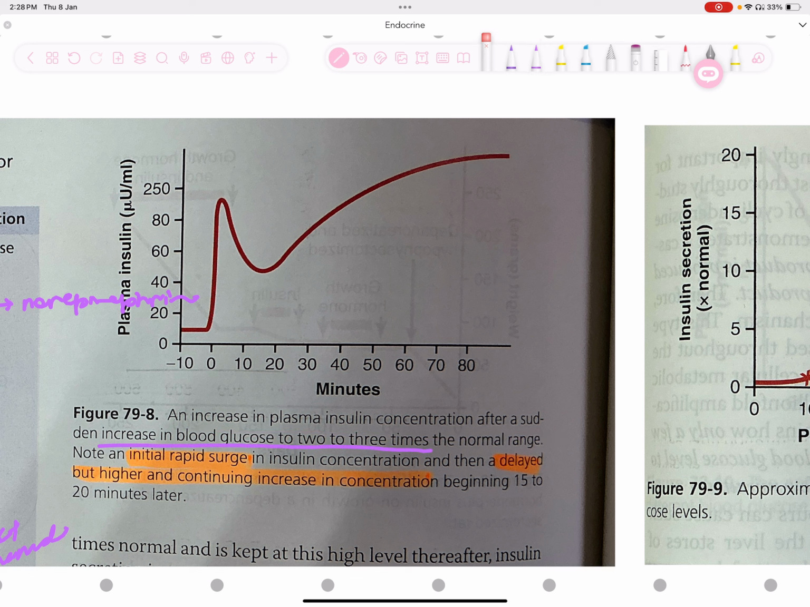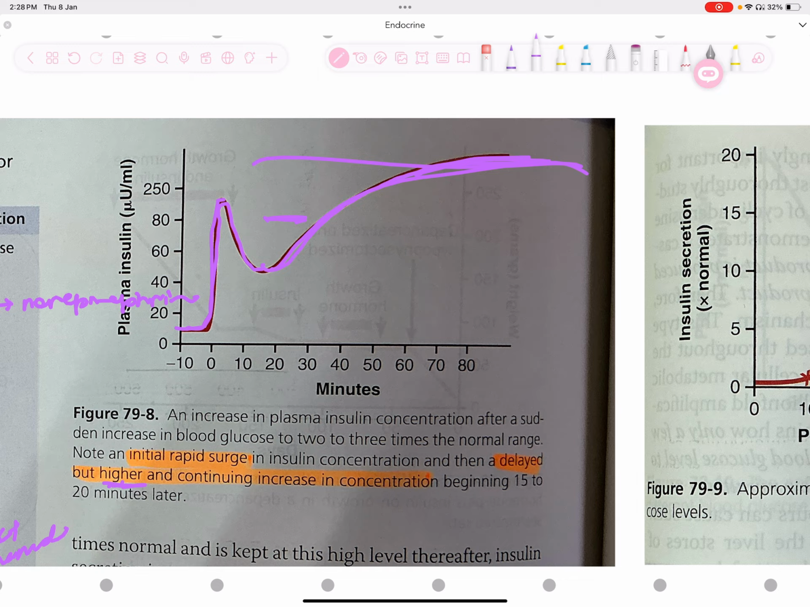So if a person has consumed a lot of sugar, let's suppose, or any food, as a matter of fact, after a few minutes, the insulin release will be increased a lot. But then it will decrease as well, after a few seconds, and then there'll be a further increase in insulin secretion. So first of all, there's an initial rapid surge, and then there is a delayed but higher and continuing increase. So this is delayed, late, but higher, and it's constantly continuing increase in the concentration.